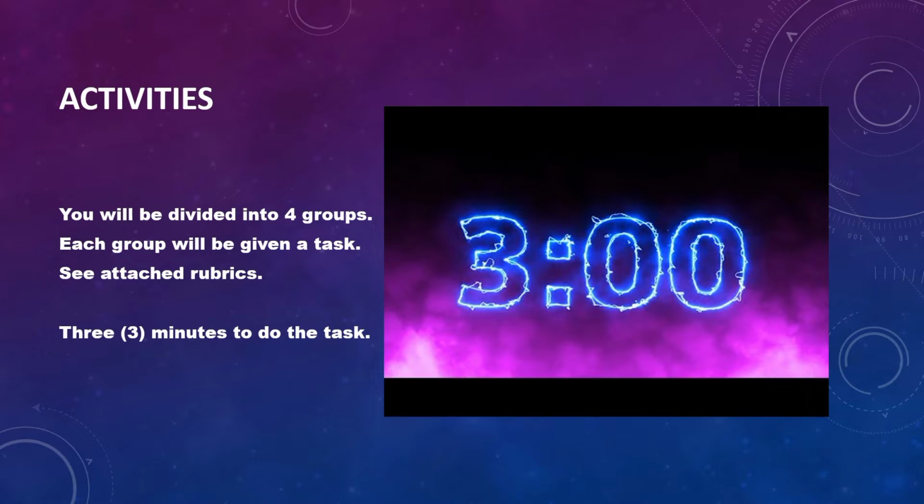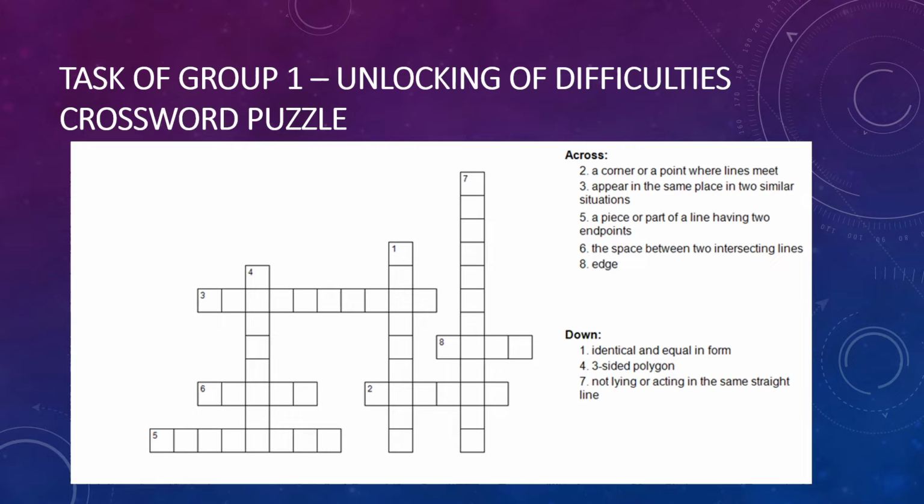Let's start our lesson for today. You will be divided into 4 groups. Each group will be given a task. See attached rubrics. You need to do the task in 3 minutes. Are you ready? Okay, timer starts now. Now post the instructional materials on the board. Be ready to present the activity and your answer. To those at home, you may pause the video and try to answer the activities too.